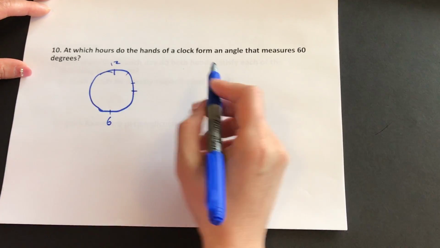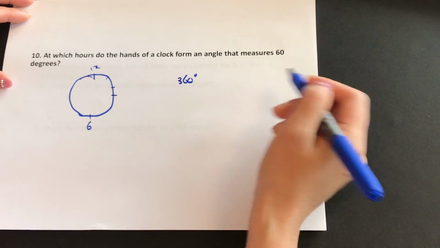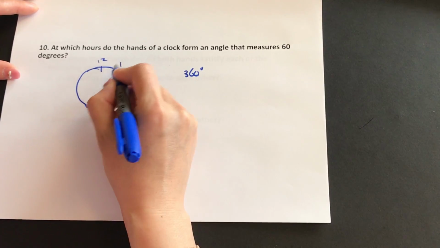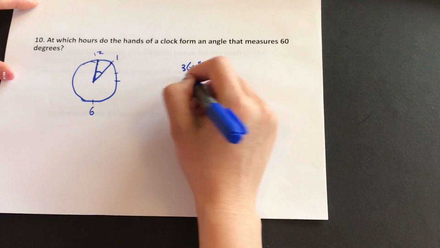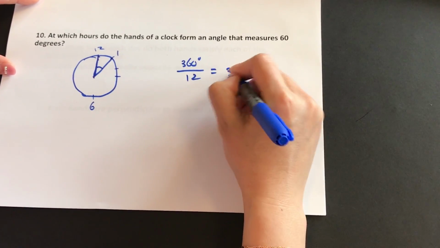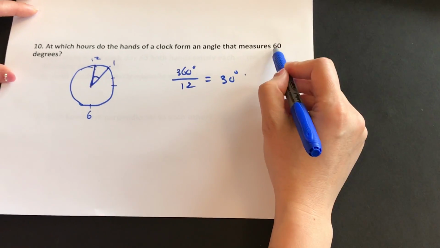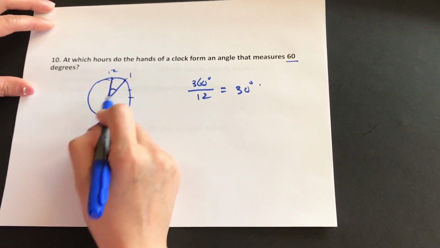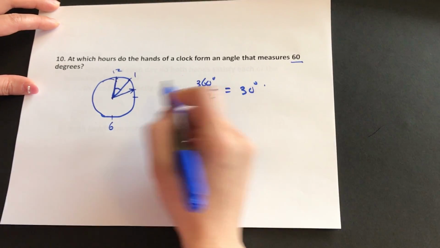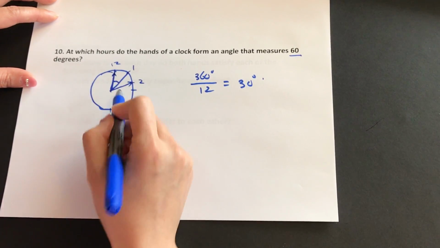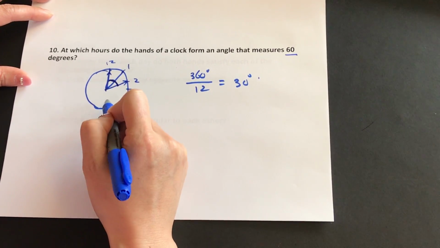So a full circle is 360 degrees. For each division, between 1 o'clock and 12 o'clock, this angle is how much? 360 divided by 12, which is 30 degrees. We want to measure 60 degrees, which means we want something pointing to, for example, 2 o'clock. So at 2 o'clock sharp, you would have 60 degrees.